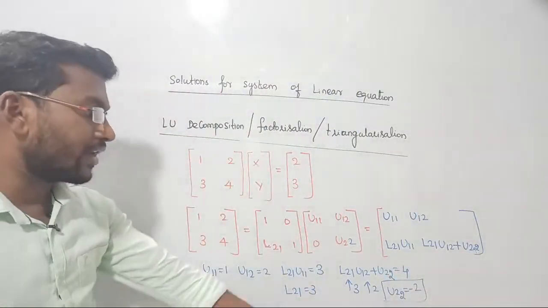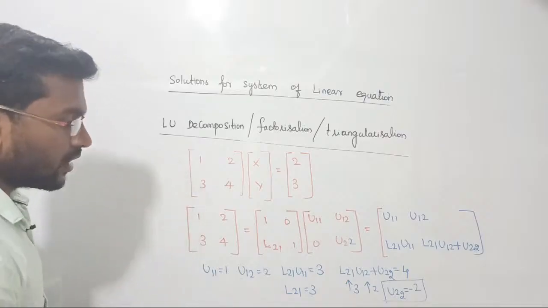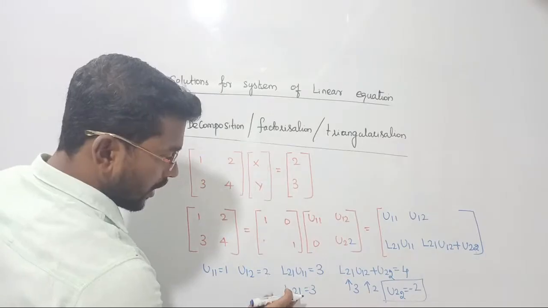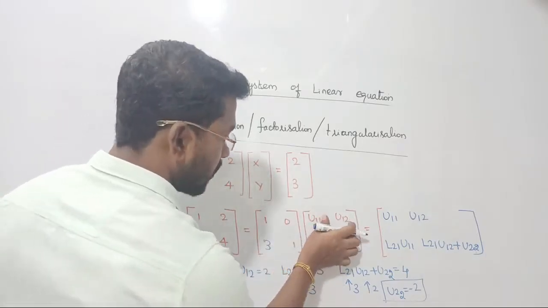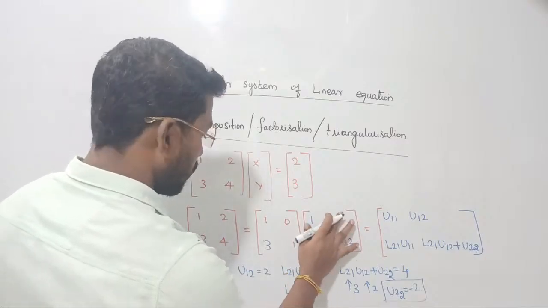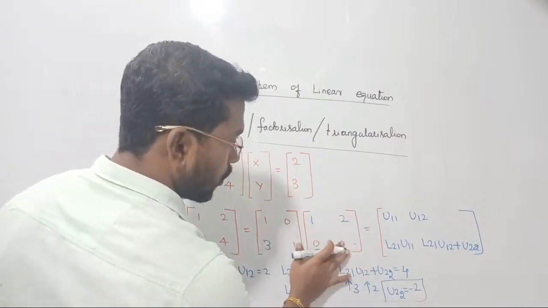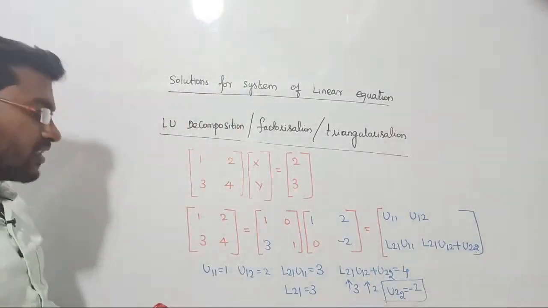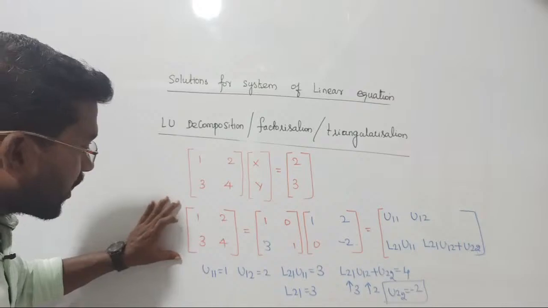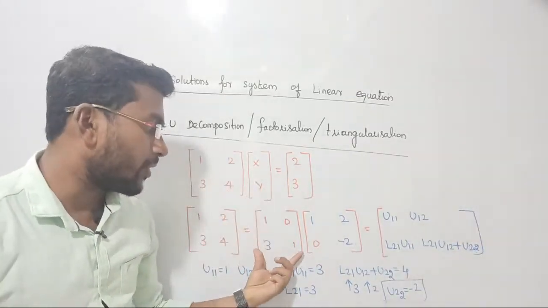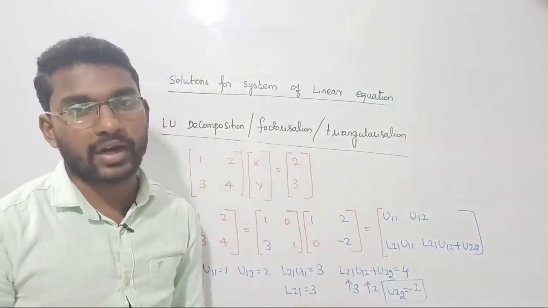Yes, we got the values for the upper and lower triangular matrices, right? So let us substitute the values here. What is the value of L21? First of all, L21 is 3, and then u11 is 1, u12 is 2, u22 is -2. Yes, so first thing, in your examination, you will be asked to decompose a matrix like this and find the lower triangular matrix or the upper triangular matrix. They will ask for one of these matrices.